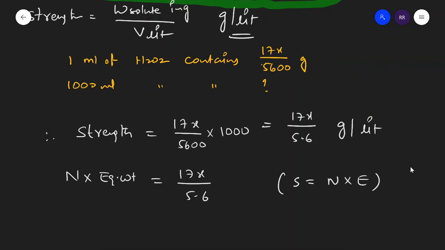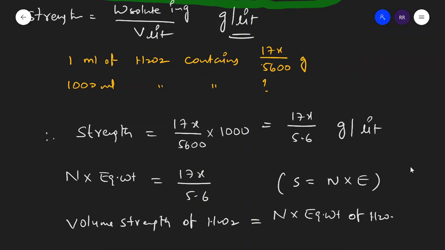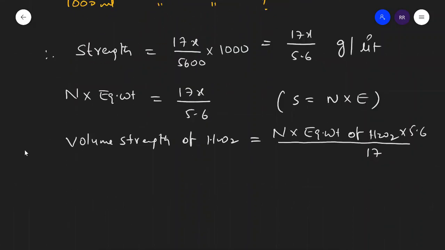So from this, what is x here? x is the volume strength. I want to know the volume strength of H2O2. Volume strength of H2O2 equal to what you can write, tell me, normality into equivalent weight of H2O2, right, into 5.6 by 17, not x, because x is the volume strength of H2O2.